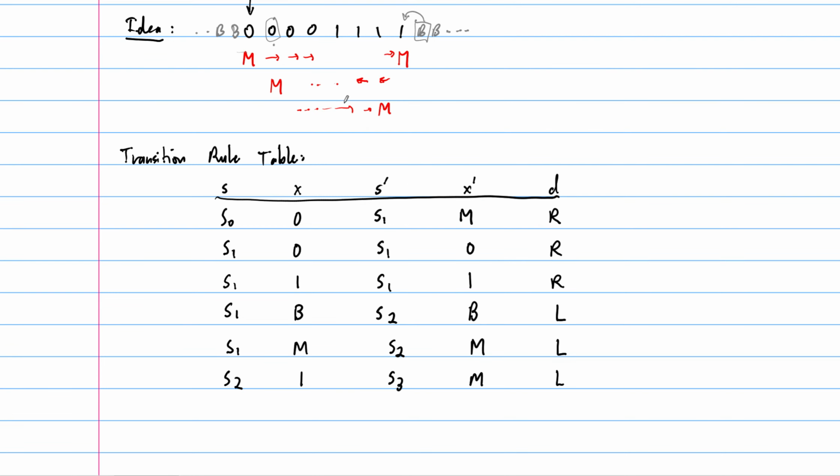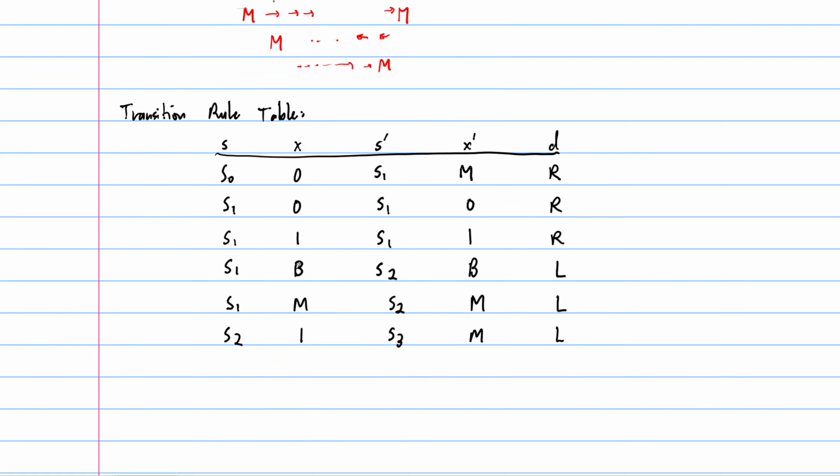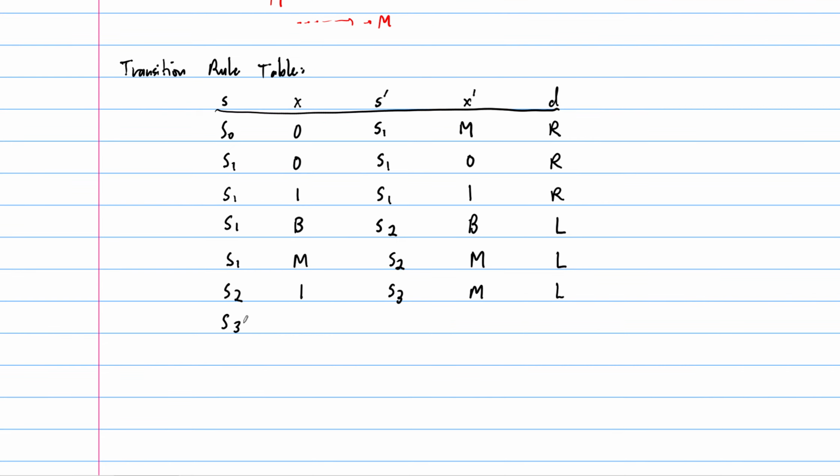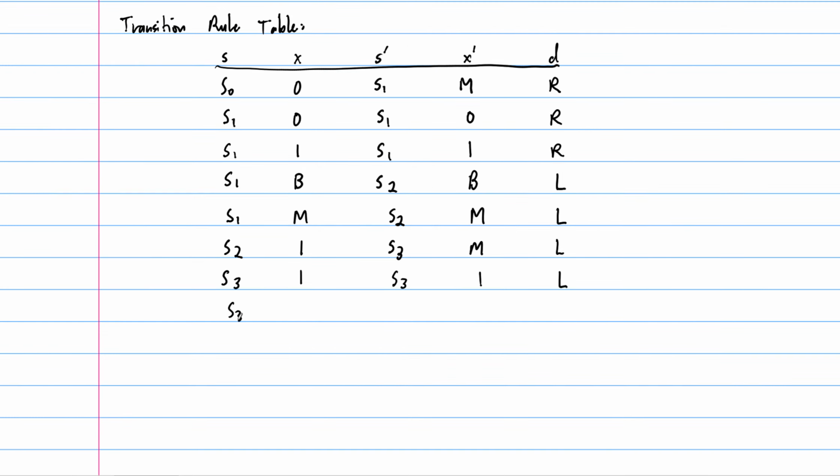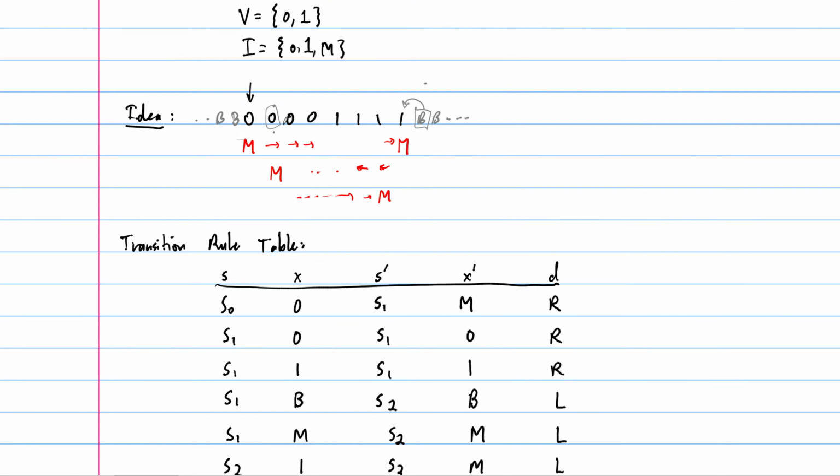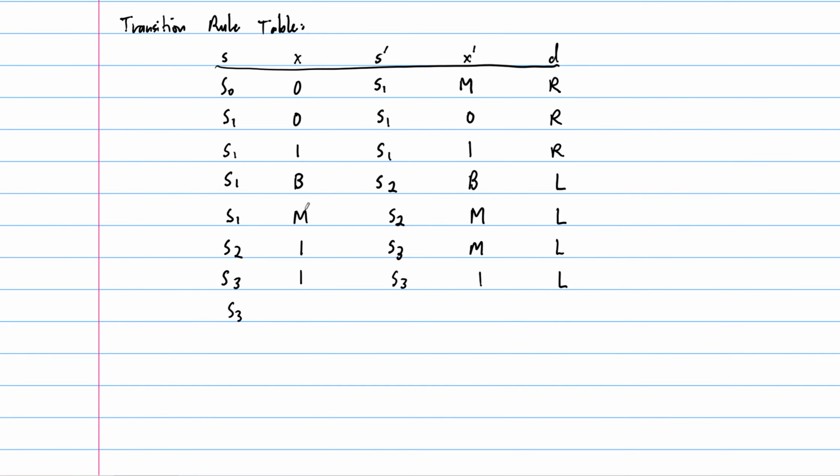So as we go along, if S3 sees a 1, we leave it alone and move to the left. We kind of repeat the whole process, right? So now we're in state S3. We see a 1, we leave it alone, we move to the left. As we move along to the left, in S3, when we see a 0, that's okay too. We leave it alone.